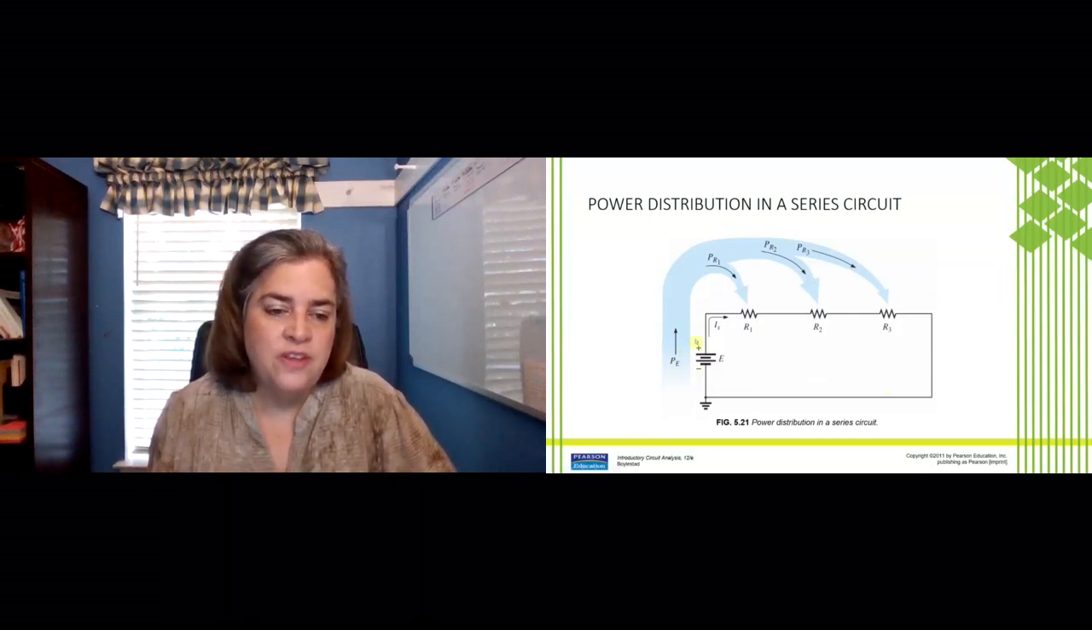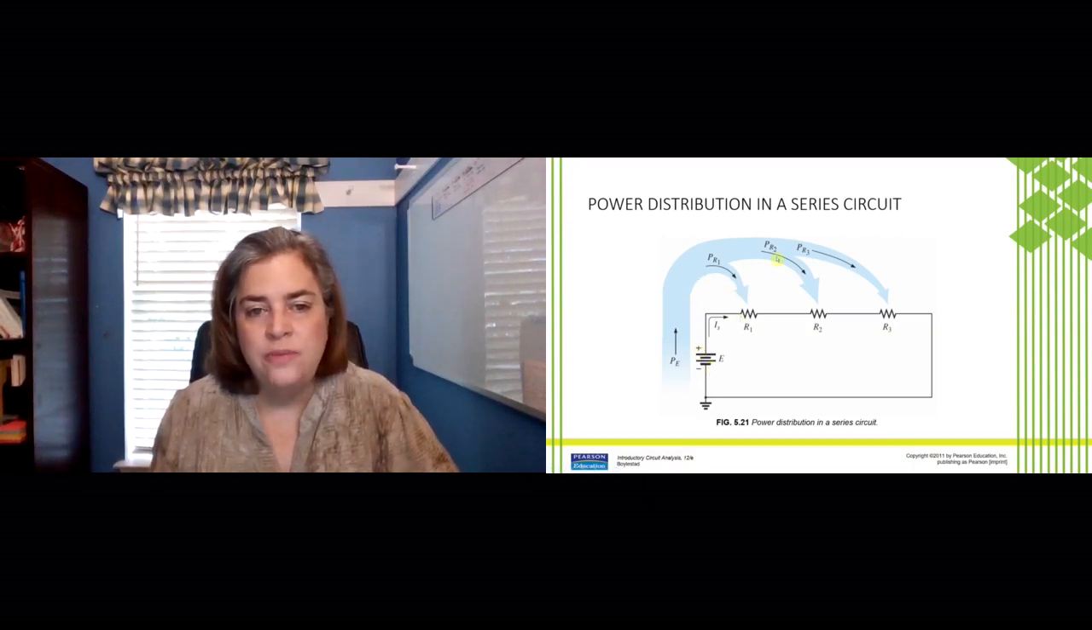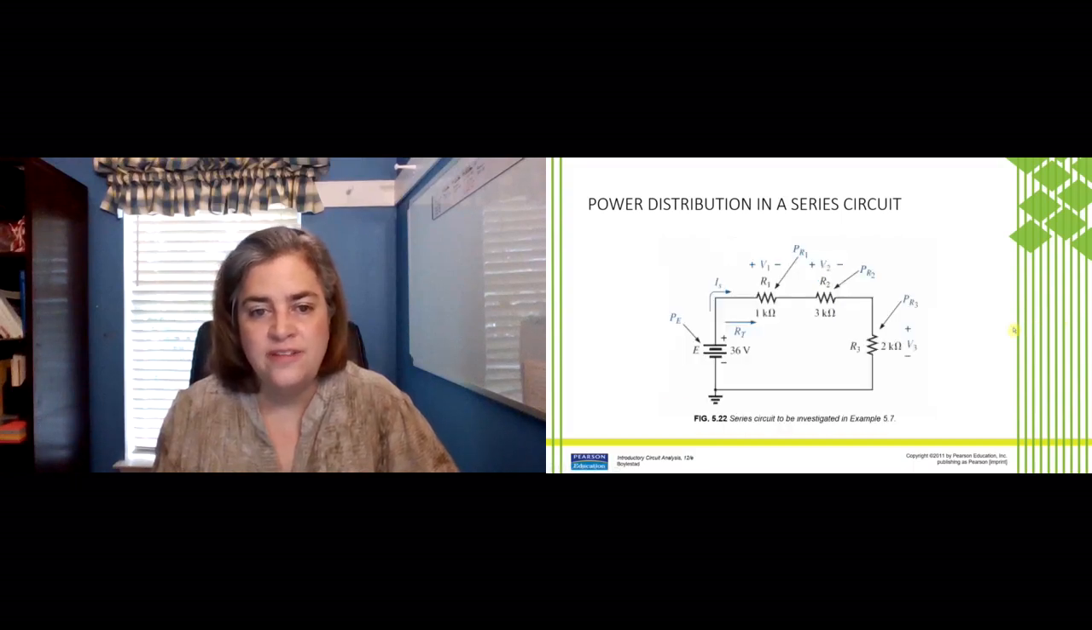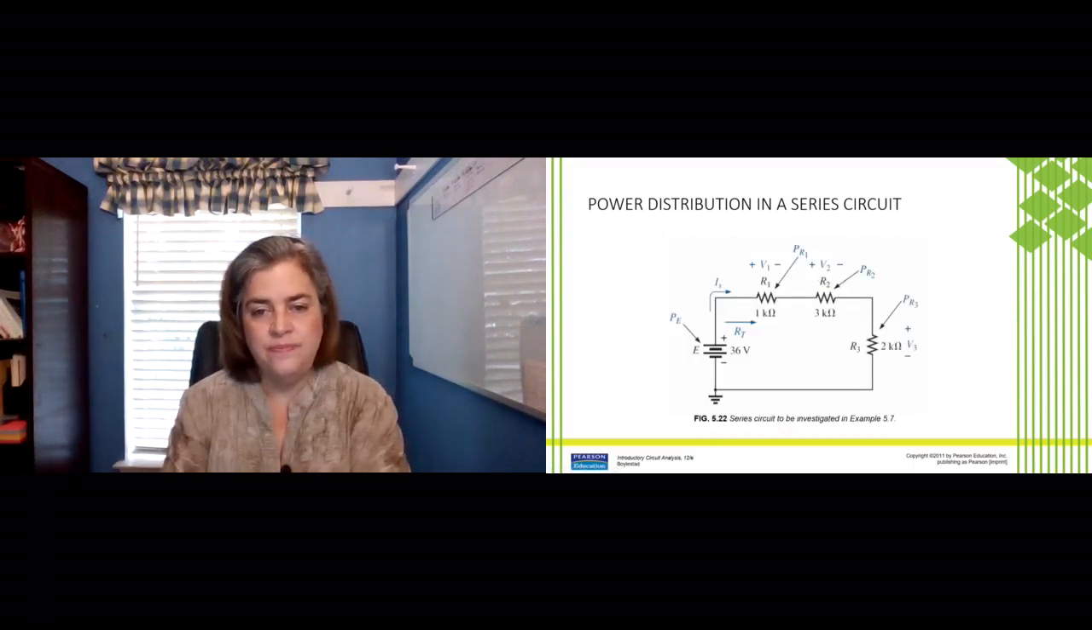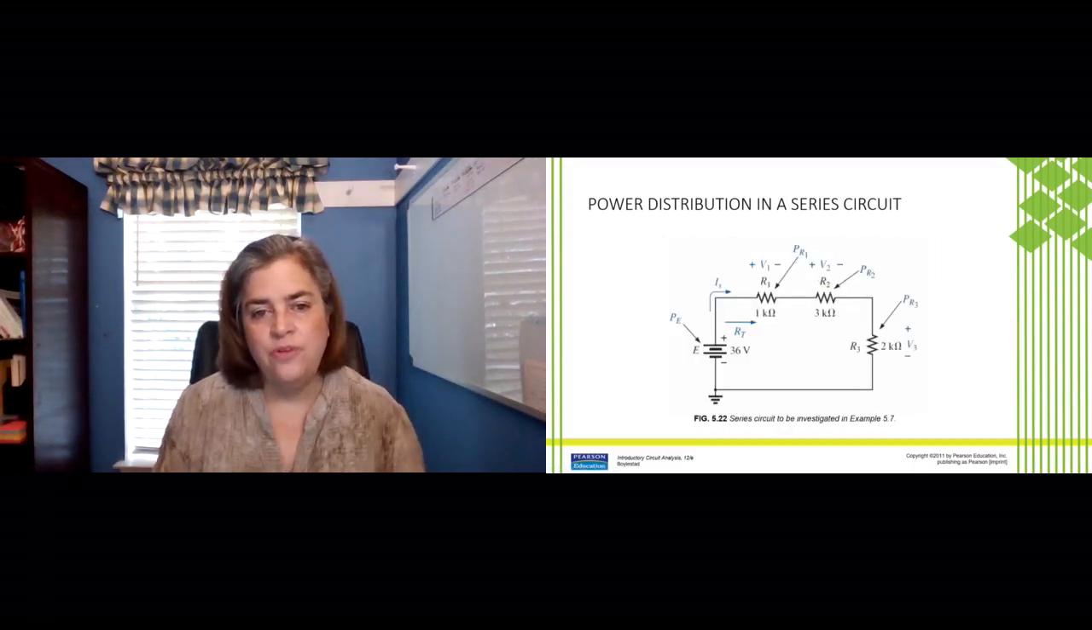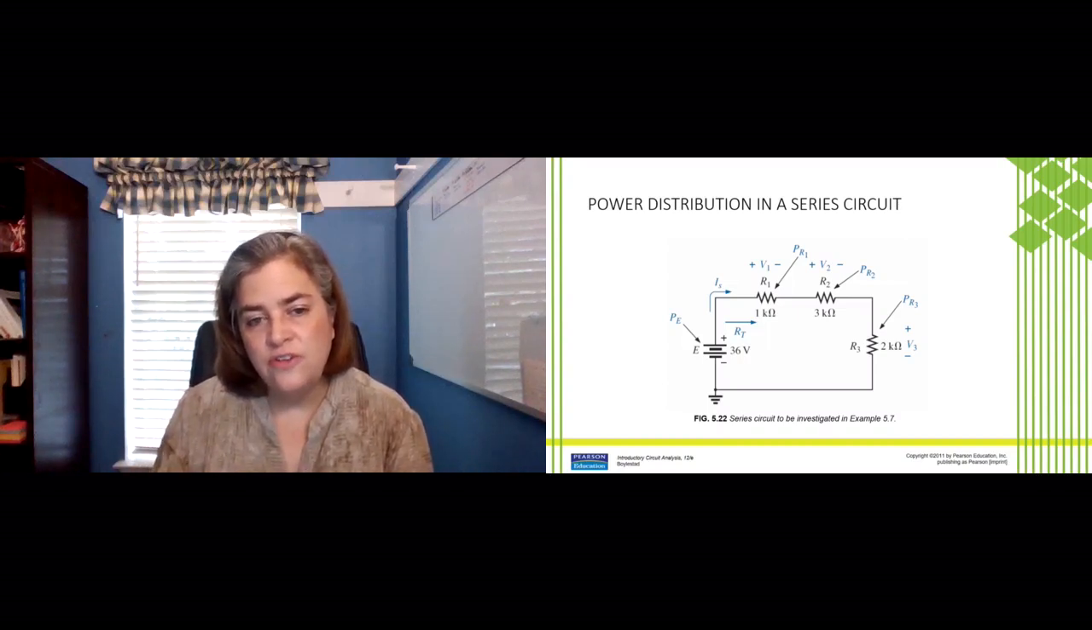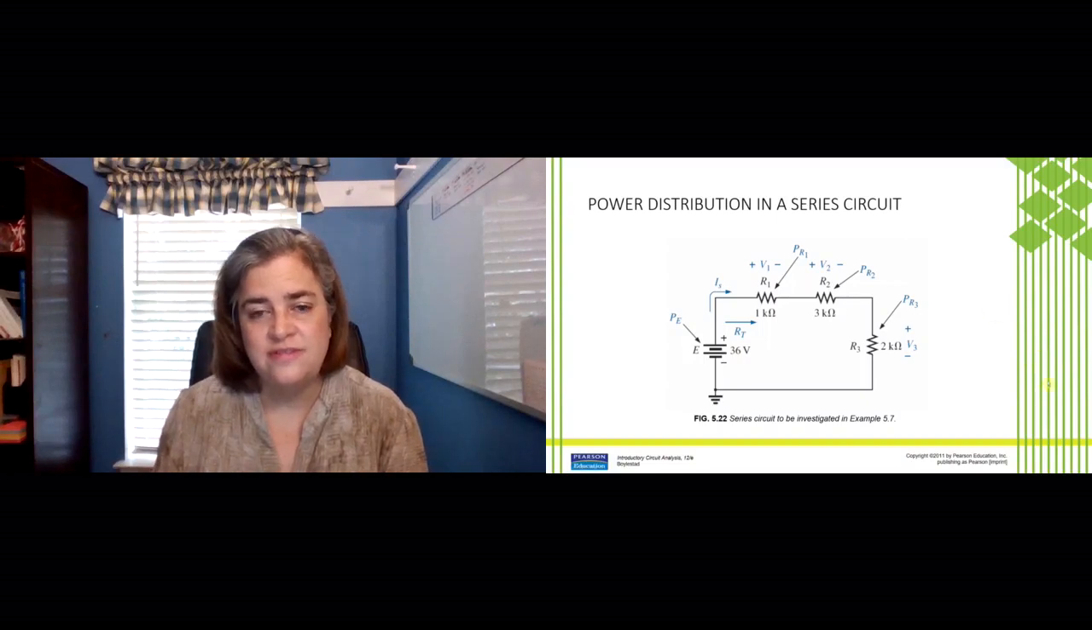So the power delivered to the circuit by the source has to be absorbed by the individual resistors in series, and we're going to see that it indeed does. So let's work through this problem and calculate the power delivered to this entire circuit and the power absorbed by each of those resistors.